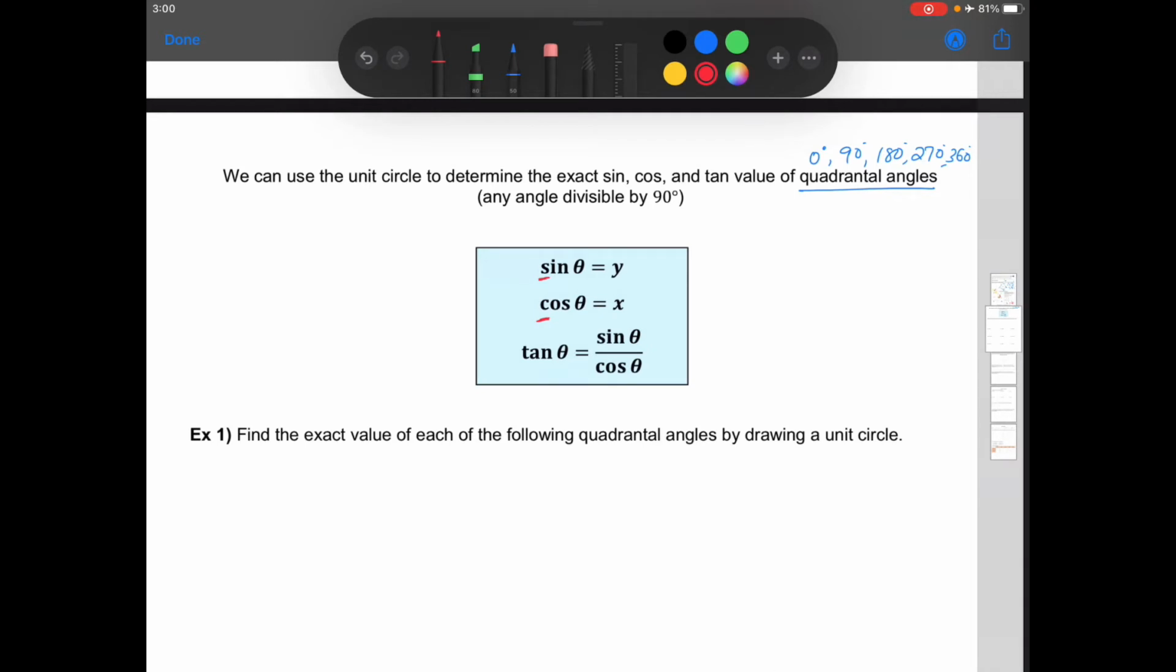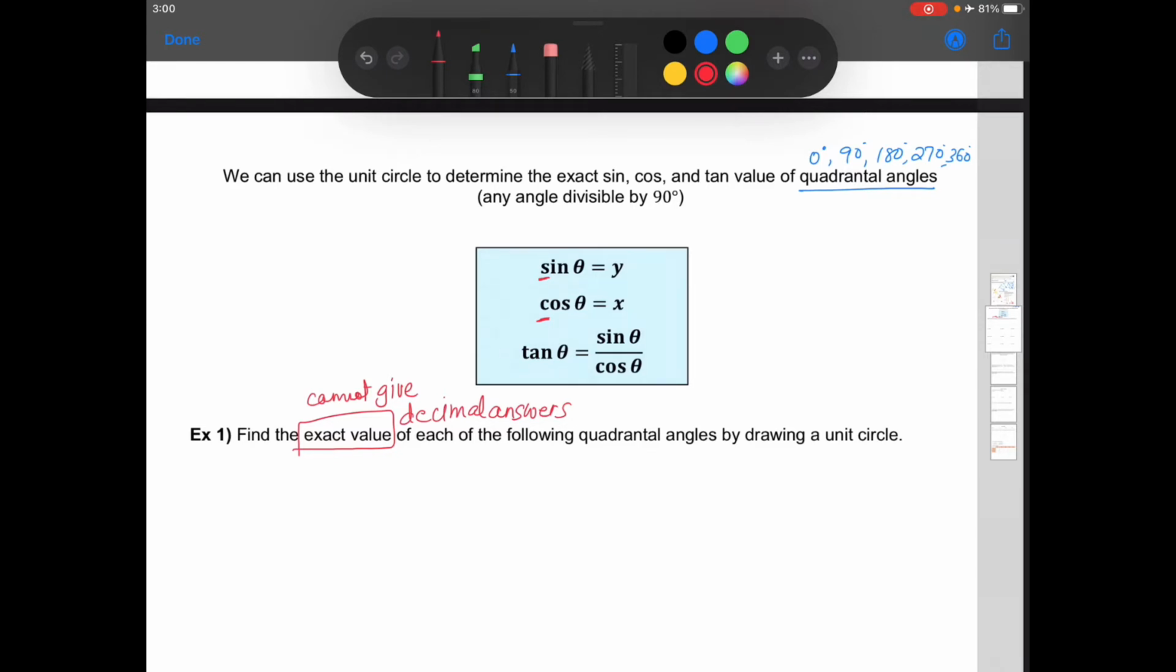So let's get started with example 1. Find the exact value. This is very, very important. When you say exact value, you cannot give decimal answers. I need them as fractions, as radicals, whatever they are. If you give a decimal answer, that will not be accepted and you will not get any credit. So please be very mindful that exact value means no decimals.